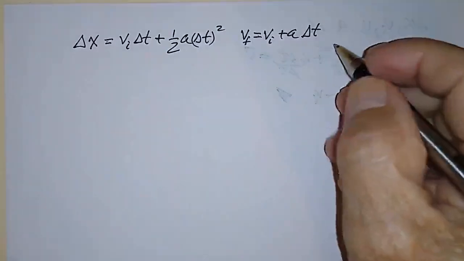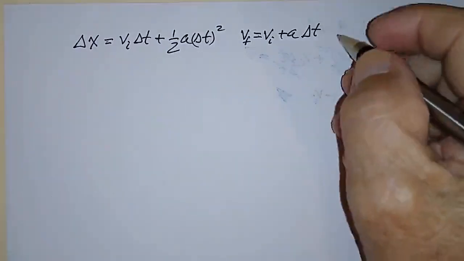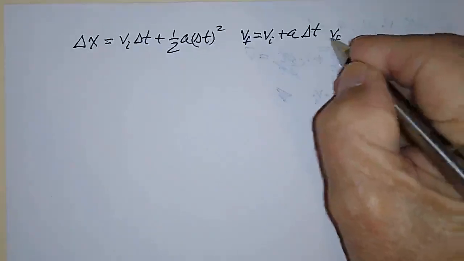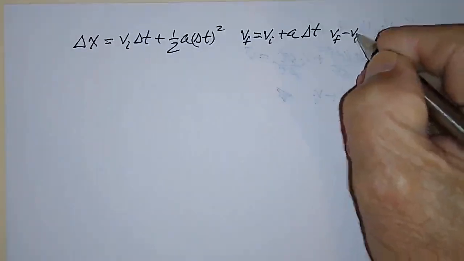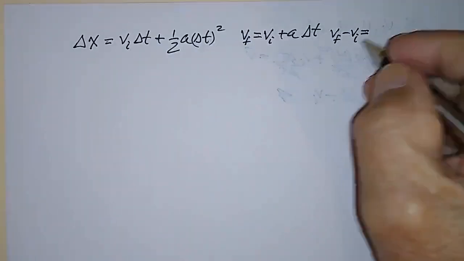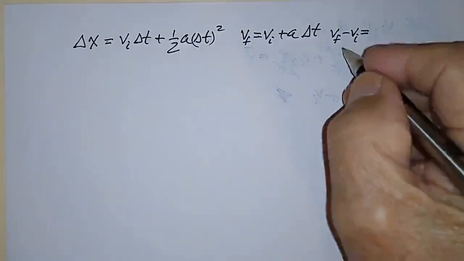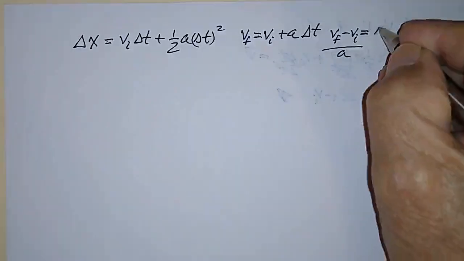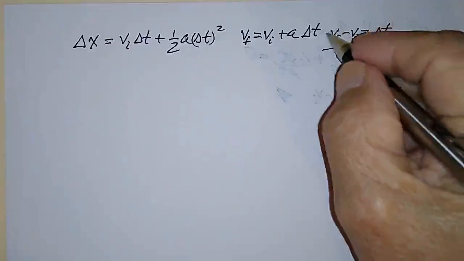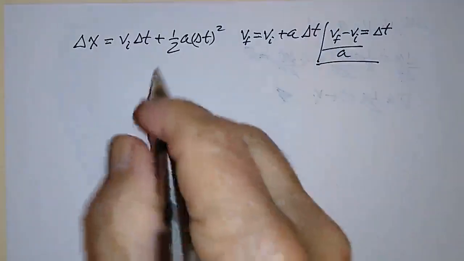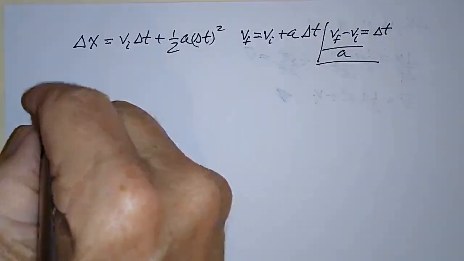Or I can say, in fact, that v final minus v initial over a is equal to delta t. So let's take this and put it in this equation right here.